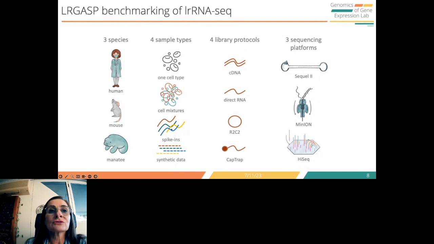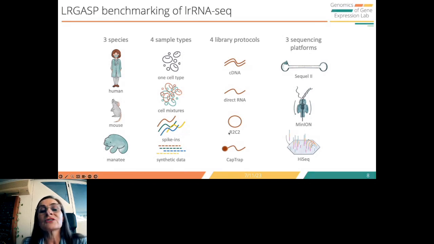So that was the samples. We also had different library protocols. The regular one would be using cDNA. So you create cDNA for your transcript, and then it's the cDNA that you sequence. This is available for PacBio and Nanopore. But we also tested direct RNA, which is only available for Nanopore, in which you don't generate the cDNA, but you sequence the RNA molecule directly.